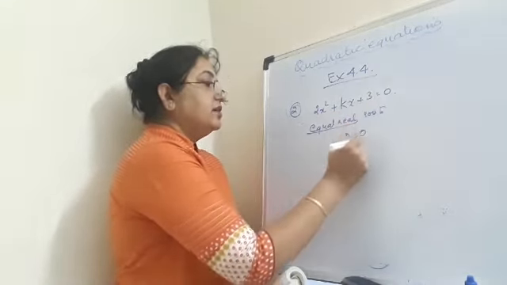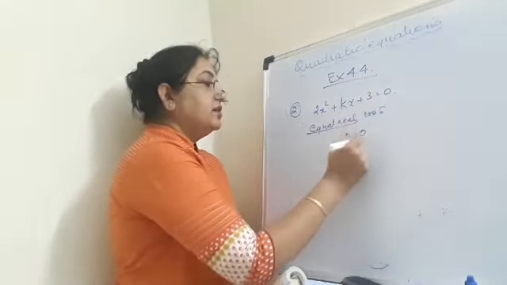Discriminant means b square minus 4ac is equal to 0. In this equation, we will substitute a, b and c and then find the value of k, right? So here we write a as 2, b as k, c is equal to 3. I hope you are following. To find the value of k, because this equation has two equal real roots, this b square minus 4ac, which is the discriminant, will be taken equal to 0 according to the nature of the roots condition.